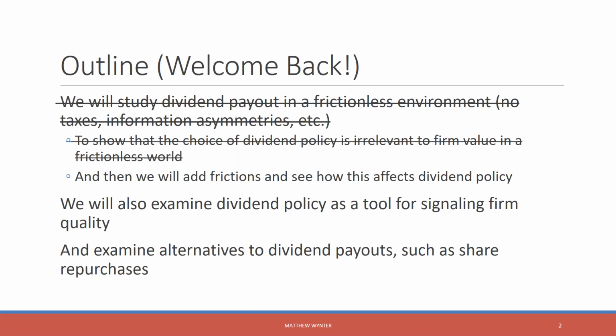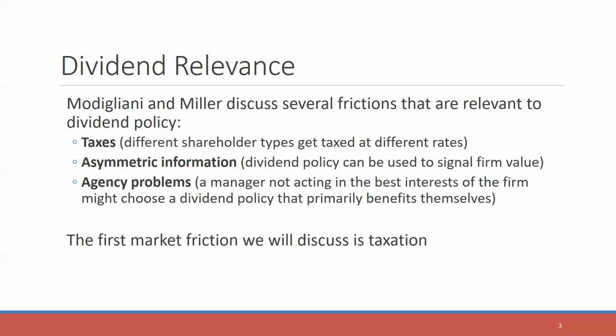So we'll examine dividend policy as a tool for signaling. We'll discuss taxes, asymmetric information, and agency problems. Modigliani and Miller were the first to really discuss different frictions in capital markets that make dividends relevant. The first is going to be taxes. The main idea is that different shareholders have different tax preferences. We'll next look at asymmetric information, meaning that the dividend itself could be a signal for firm value, especially if, as an investor, I know less than the managers.